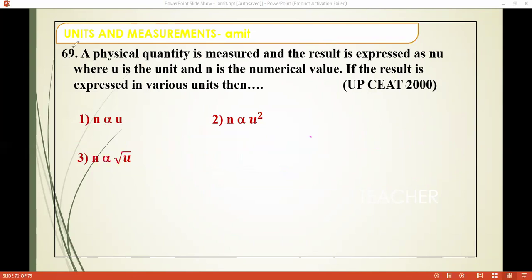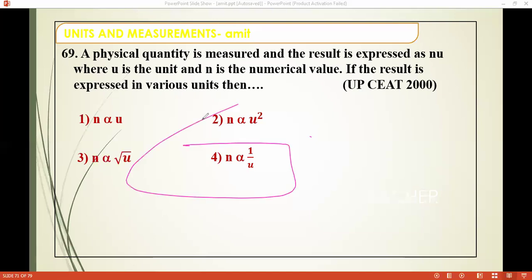If the result is expressed in various groups, then it is inversely proportional to this. This is a very famous question. You can do this question. Okay, so it's easy, but you just need some level of understanding to solve the questions.